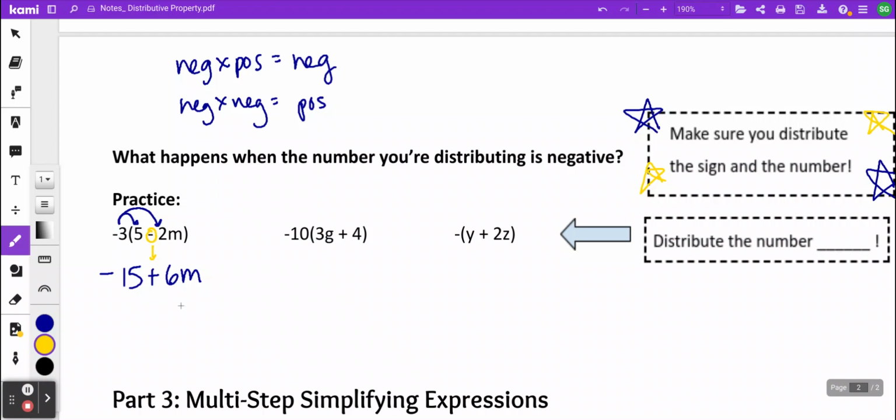We did this first one together. The only change here is make sure you're really paying attention to your signs. Go ahead and try these other two problems here and see what you come up with. Once you've got an answer, go ahead and press play on this video.